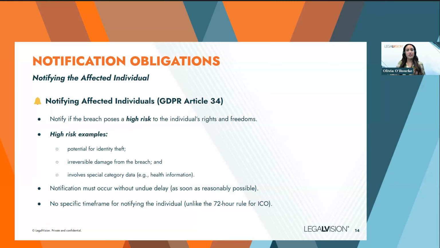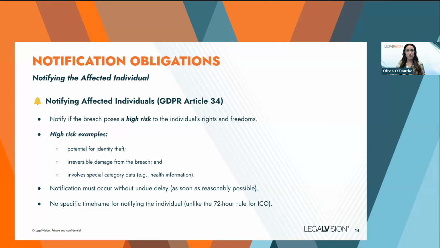And the threshold for notification to the affected individual is slightly different. You will need to notify the affected individual about the personal data breach where the data breach is likely to result in a high risk to the rights and freedoms of the individual. So as you can see, that high risk threshold is slightly higher than the threshold required to notify the ICO. Now, what is defined as high risk is not set out in legislation. However, you should essentially consider whether the breach is likely to have a serious negative effect on the individual.